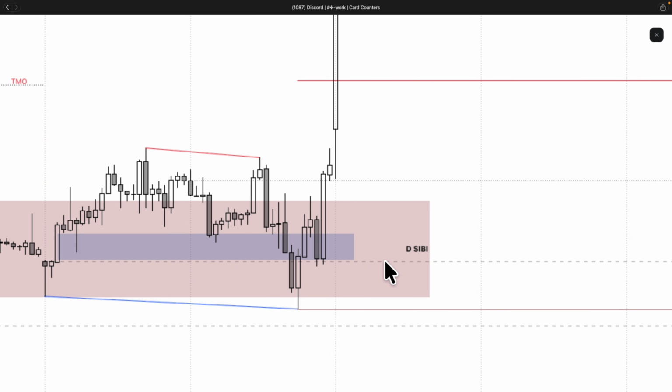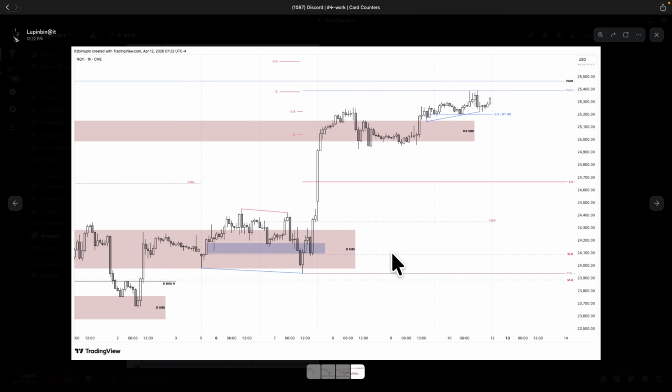But what do we take notice to again? The bodies are being very respectful of this imbalance. We see this down close candle deliver the full range of this imbalance, but we don't see any closure outside of it, as well as the fact that what we are doing here is engaging with the weekly opening, and we see how the bodies, again, are being respectful of our weekly opening.